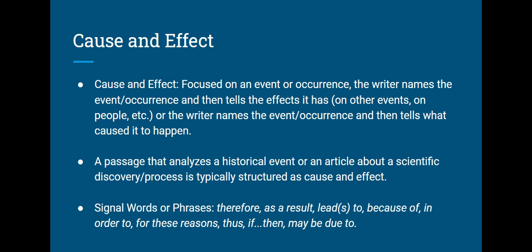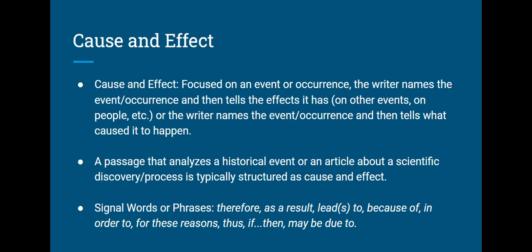But cause and effect is just focusing on an event or an occurrence, and then the writer names specific events or occurrences and tells what the effect of those events or occurrences are. How they affect other events, how they affect other people, what they cause, right? Chain reaction type situations. Other times, the writer can name the event or the occurrence and then tell what caused it to happen. So you might have an event and then talk about what caused it, or you might talk about an event and then what kind of effects it has later on down the road.